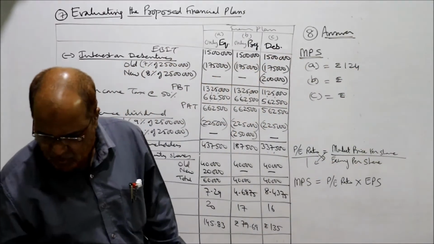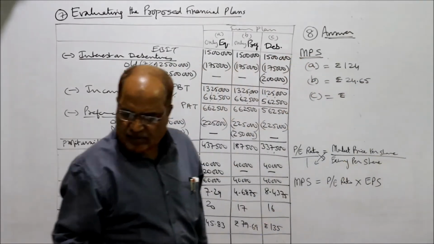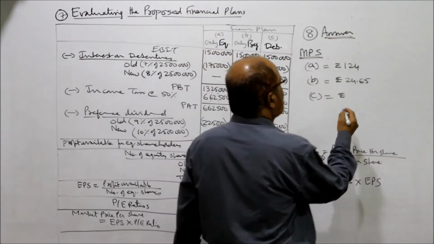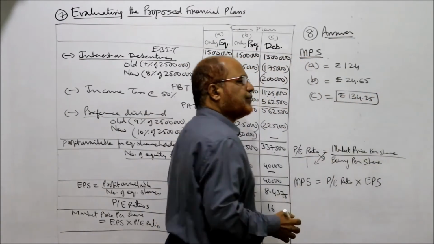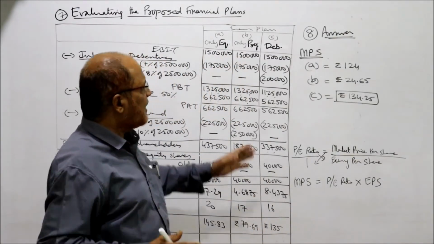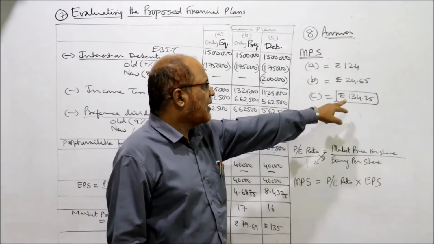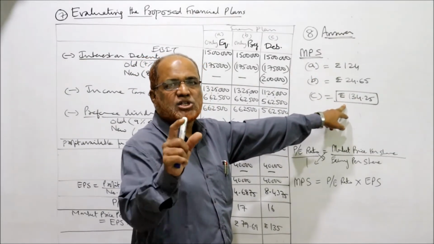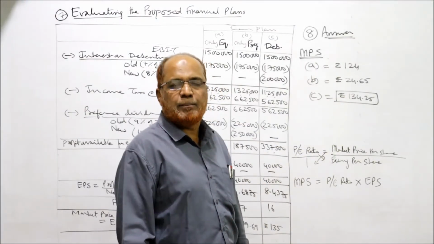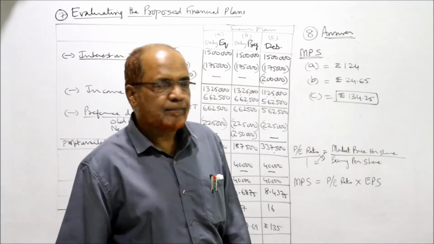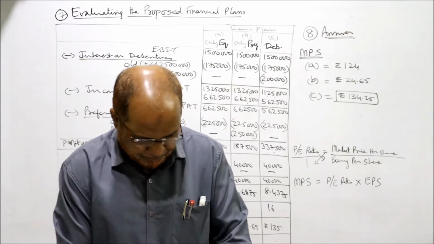Then B is 24.65, and C is 134.25. Highest is 134.25. So if you follow the same steps, the same procedure, then definitely you will get this answer. And ultimately your conclusion is, it is suggested to adopt financial plan C, since in this case the highest MPS is 134.25.